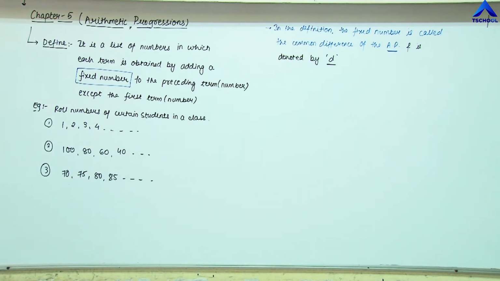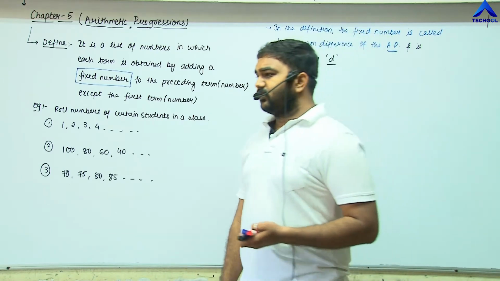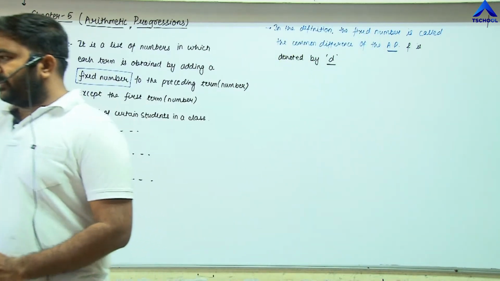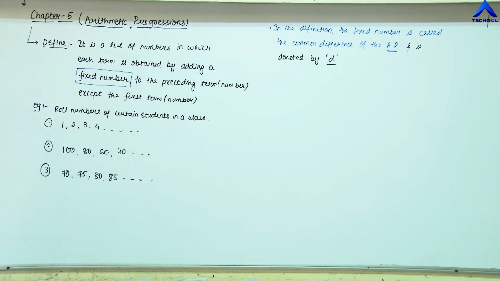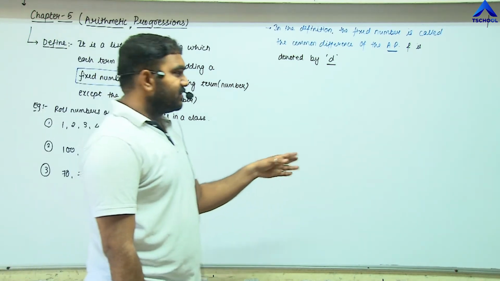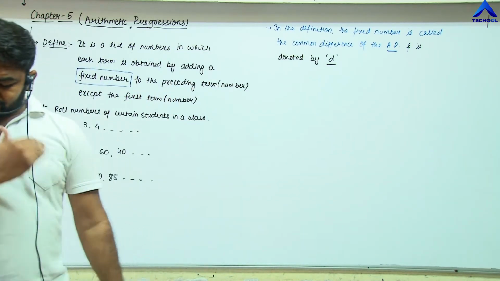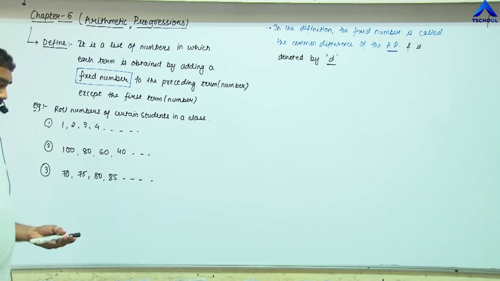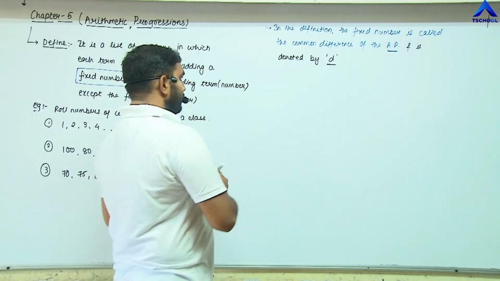It is denoted by small d. This common difference is that fixed number which is added to the preceding term or the preceding number, and it is denoted by the letter small d. It is fixed. You cannot denote the common difference by any other letter. In fact, it must be denoted by the small d. Is it clear, friends?